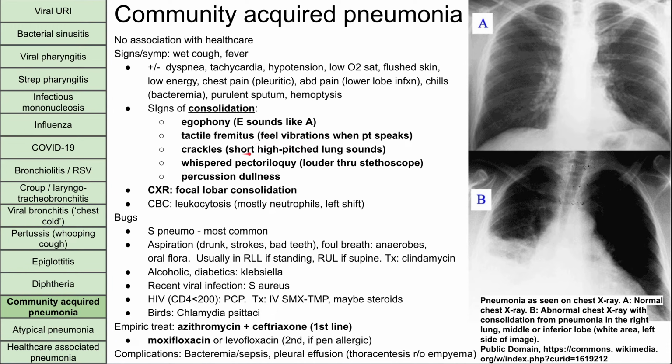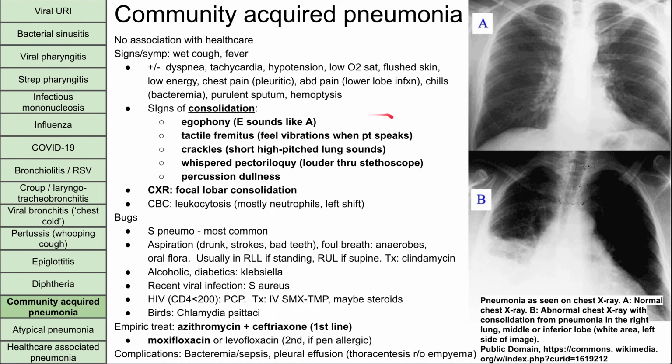You can hear crackles, which are just short, high-pitched lung sounds. There's whispered pectoriloquy. This is kind of weird, but it's when you can hear a patient who's whispering louder through the stethoscope than you would otherwise. And it's the same kind of thing. It's essentially that sounds are transmitted better through a lobe of the lung that's filled with fluid, pus, bacteria, than it would if that lobe was filled with air, as in a healthy lobe. There's also dullness to percussion. So if you percuss an empty lobe, it'll sound much less dull than a consolidated lobe.